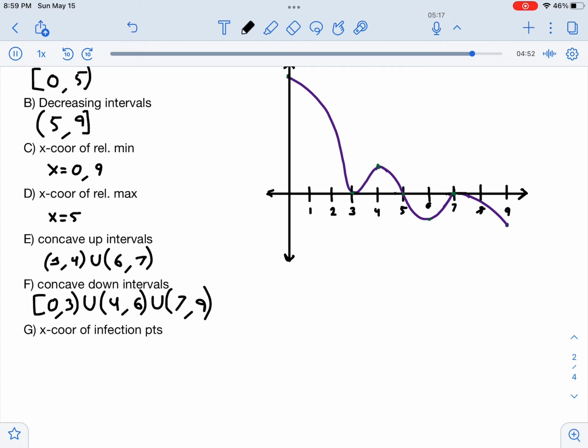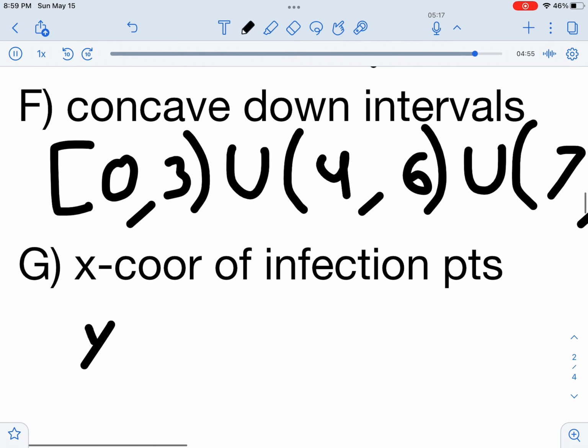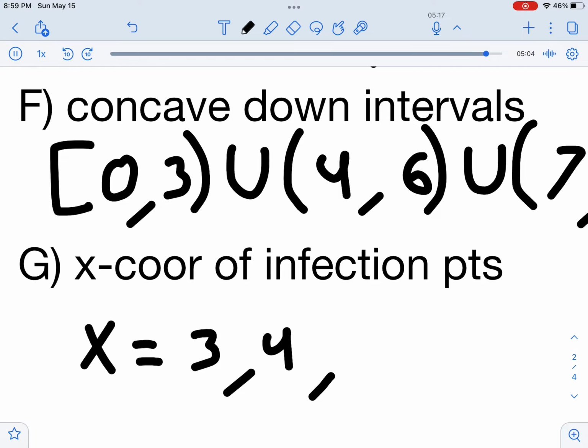And finally, to find inflection points, we are looking for when the slope of f prime is 0, which happens at x equals 3, 4, 6, and 7.